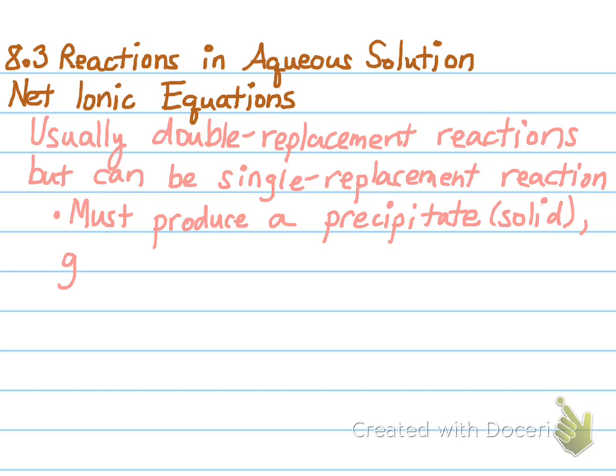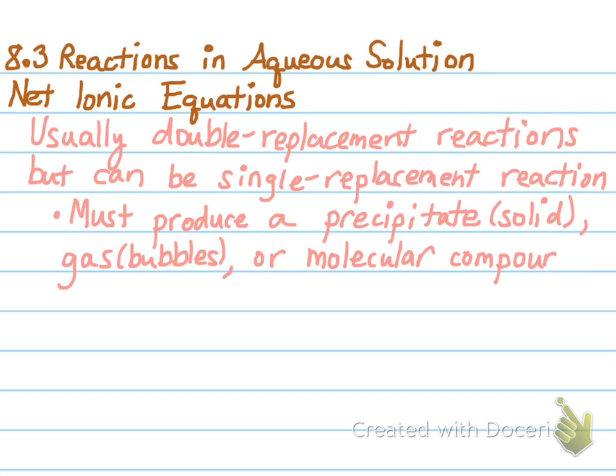Or, okay, we can produce a gas. And again, we're going to know a gas is produced because we're going to see bubbles. Or we can produce a molecular compound. Because again, remember, double replacement reactions, we're typically dealing with two ionic compounds. So if we produce a molecular compound, this is going to often be for us water. So most times the molecular compound that you're going to produce will be water.